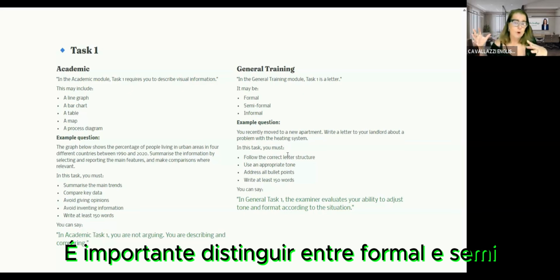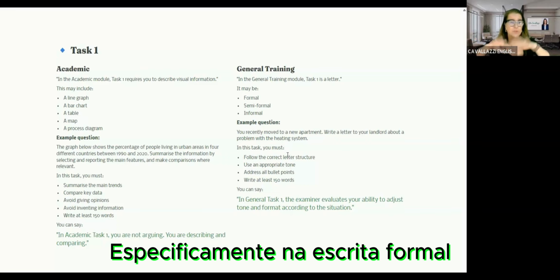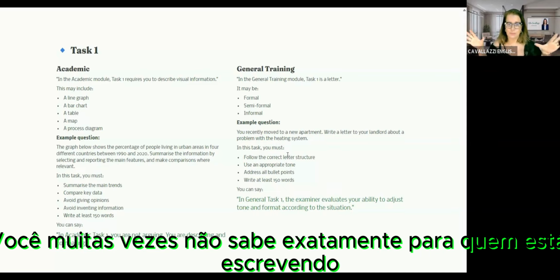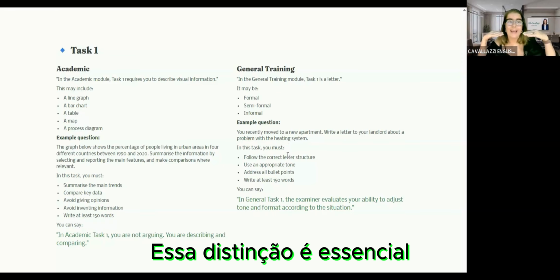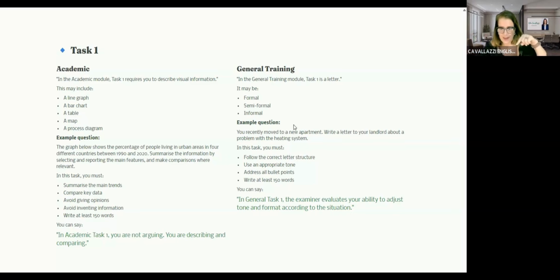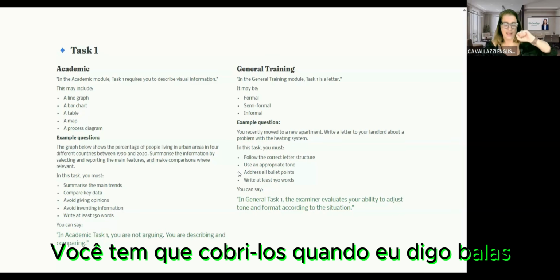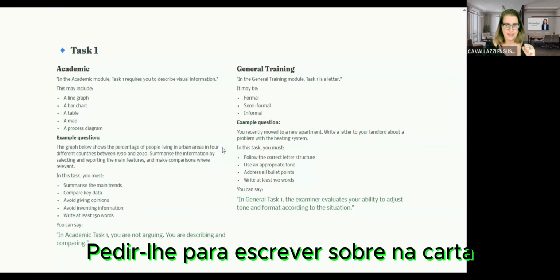It is important to distinguish between formal and semi-formal writing styles. Specifically, in formal writing, you often do not know exactly who you are writing to, whereas in semi-formal, I know who I'm writing to. This distinction is essential. And of course, we give you all the tips. There are the bullets, 3 bullets, you have to cover them. When I say bullets, there are 3 requests that IELTS asks you to write about in the letter.